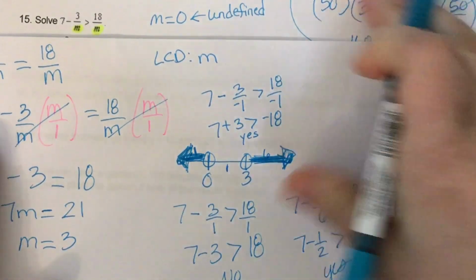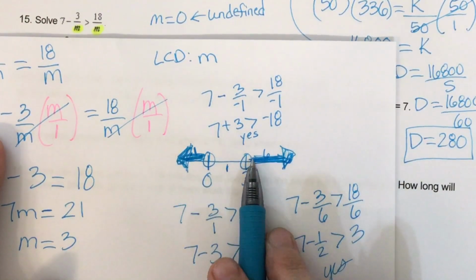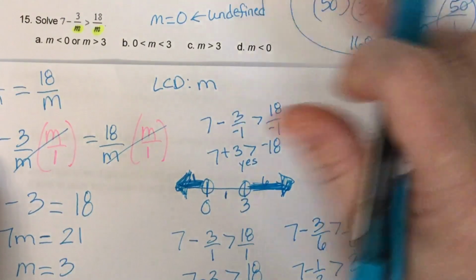Okay, so the way this plays out, all my numbers smaller than 0 work and all my numbers bigger than 3 work. Let's see, where do we see it? It is answer choice A.